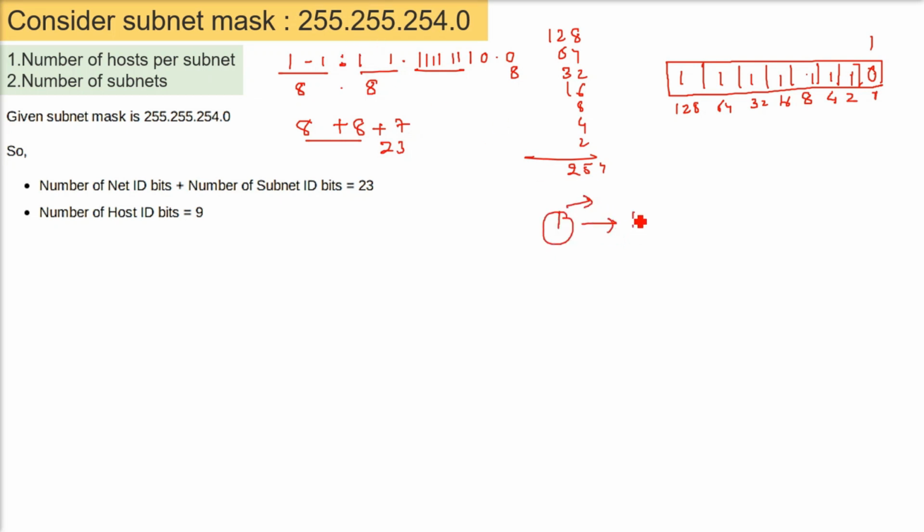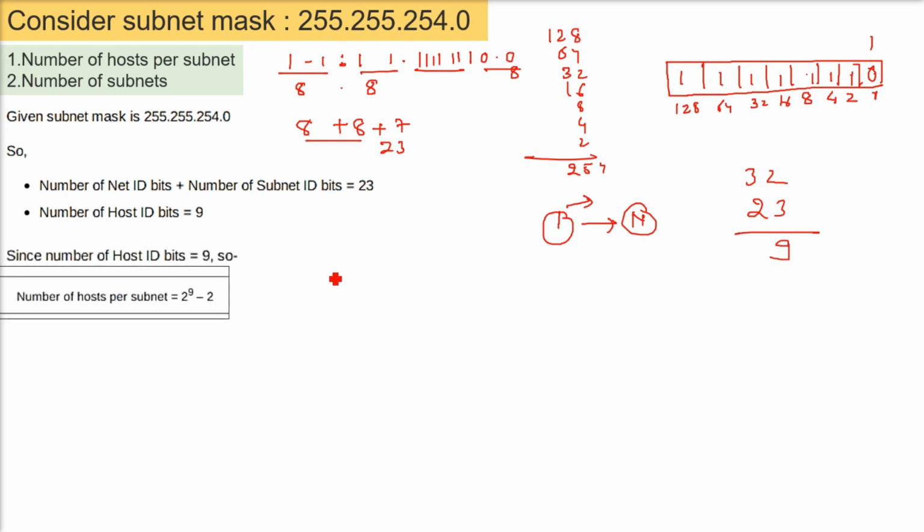In a subnet mask, the number of ones will tell you how many network bits there are. So network bits are 23. Okay, and what will be the host? 32 in total. Just subtract these 23, you'll get 9. So the number of host bits is 9 and the number of hosts is 2 to the power 9 minus 2.